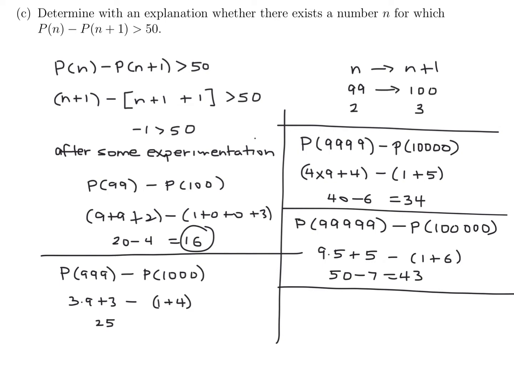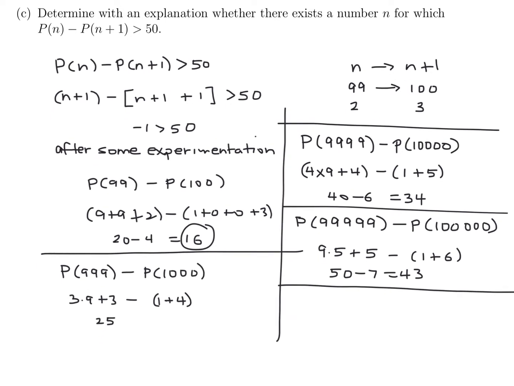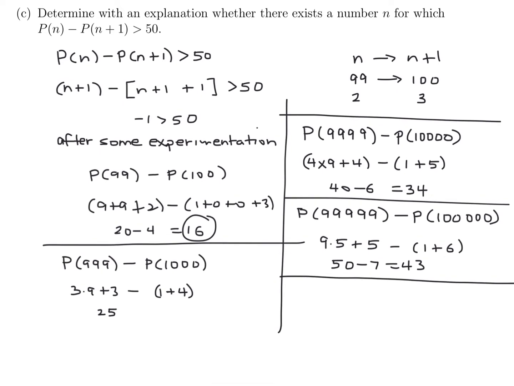And next one, so this time 6 nines, and P1,000,000. 1, 2, 3, 4, 5, 6. Okay, so that's 6 times 9 plus 6 minus 1 plus 7. So 6 times 9, 54 plus 6, 60. 60 minus 8, and that is 52. There you go, greater than 50.